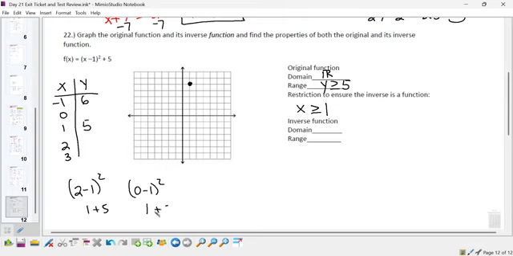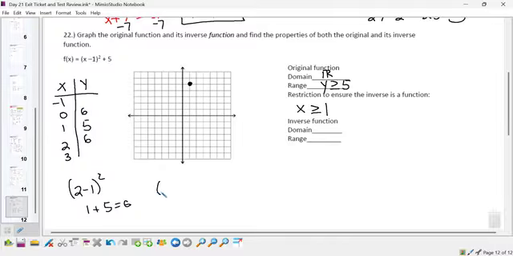Wait a minute, what the heck? Oh, because I put this one in. I'm stupid. Wait. I went too fast. Sorry, my brain was going fast. My hand was going faster than my brain. Say 1 plus 5 is 6. And that goes here, and that goes here. I'm like, wait, these are the same.